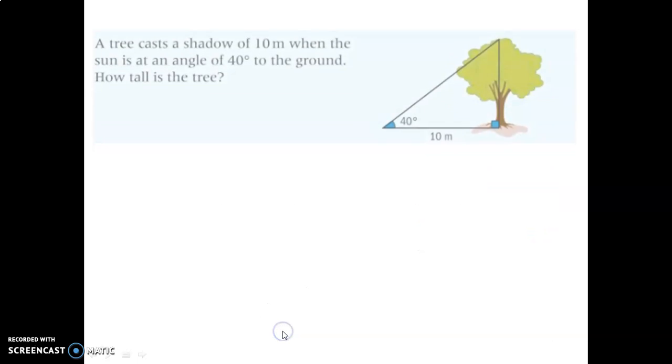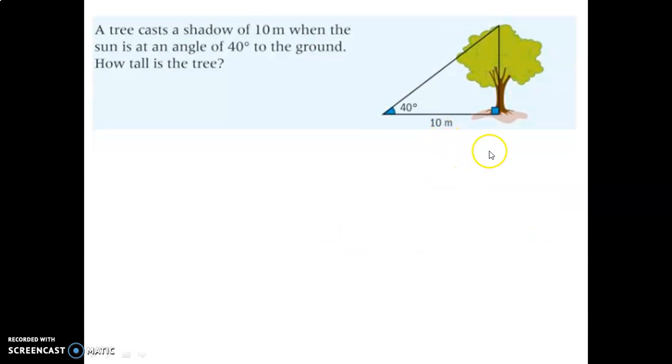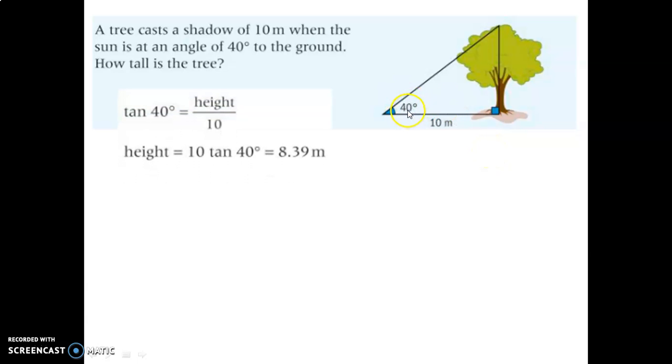Okay, next. So here is a simple problem. Try this one. So that one had an angle of elevation idea in it, but simple trig can be used there to find the height of the tree. How about this one?